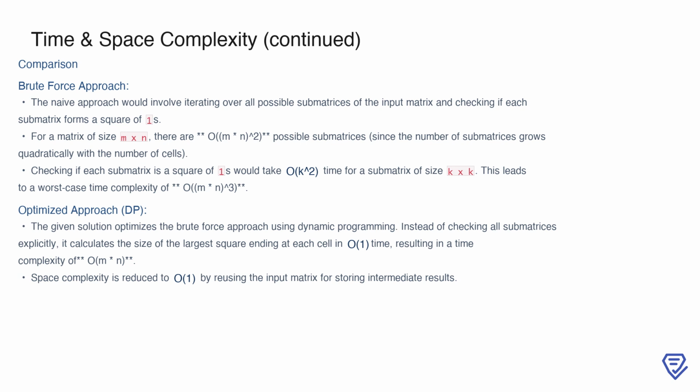On the other hand, the optimized approach uses dynamic programming to calculate the size of the largest square ending at each cell in O(1) time. By eliminating the need to check all possible submatrices explicitly, the time complexity is reduced to O(m*n). Furthermore, while the brute force method requires extra memory to track submatrices, the optimized solution achieves a space complexity of O(1) by modifying the input matrix directly.